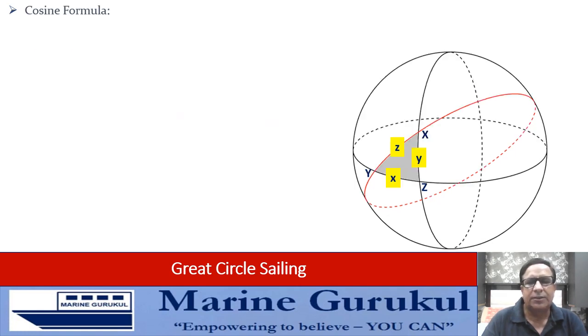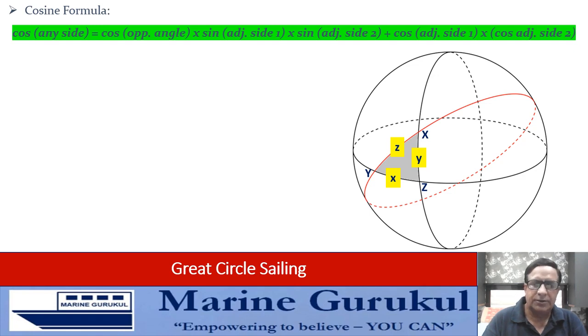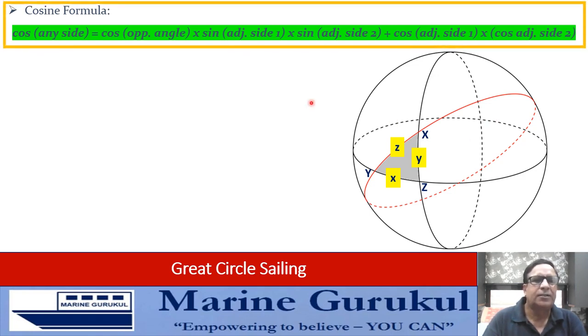Now the cosine formula is the formula which will be used for solving questions in this part of the video that we are covering. Now what is the cosine formula? I'm sure all of us know it, but let's quickly review it. The cosine formula is used for any side. So cosine of any side, x, y, or z, is equal to cosine of the opposite angle into sine of adjacent side 1 into sine of adjacent side 2, plus cosine of adjacent side 1 into cosine of adjacent side 2.